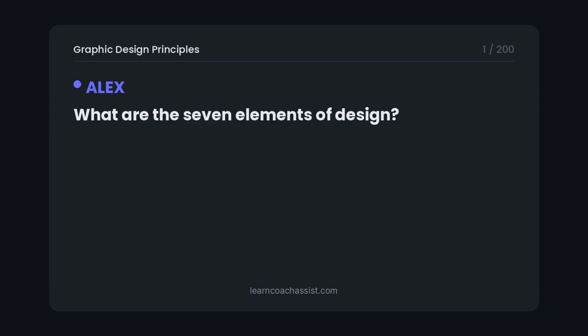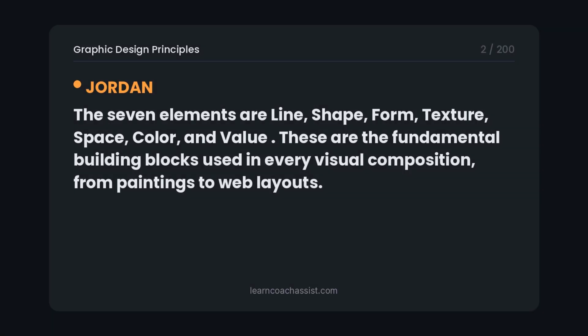What are the 7 elements of design? The 7 elements are line, shape, form, texture, space, color, and value. These are the fundamental building blocks used in every visual composition, from paintings to web layouts.